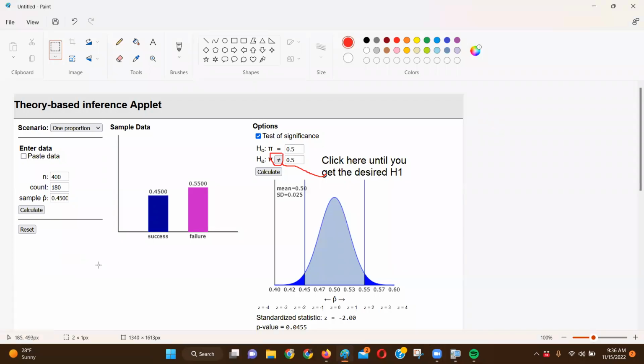Okay, so this is my Rossman Chance version of the binge drinking question. The claim was that half of all college students binge drink, and they went out and did a sample of 400 people and came up with 180 of them that did engage in binge drinking. And this is what Rossman Chance showed us.